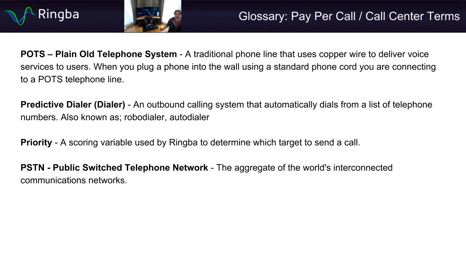Priority is a scoring variable used by Ringba to determine which target in the system to send the call. So you can prioritize your targets. So if you have 2 targets that both have nationwide coverage, but one is paying $12 versus $11, you can prioritize the $12 one so that most of your calls go there, or the maximum amount of calls go there. Or maybe they only have 2 people that can answer the phone, but you constantly have those 2 people on the phone because they're set at the highest priority.